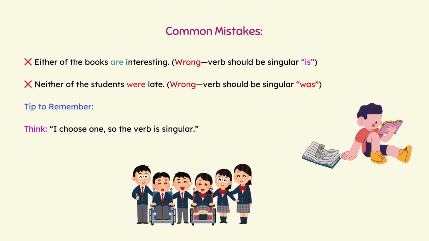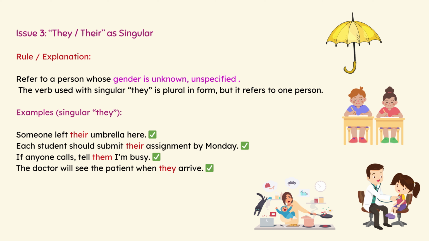Let us look at another common confusion with indefinite pronouns: singular they and their. Singular they is used to refer to a person whose gender is unknown or unspecified. The verb used with singular they is plural in form, but it still refers to one person. Here are some examples. Someone left their umbrella here. Their refers to one unknown person who left the umbrella.